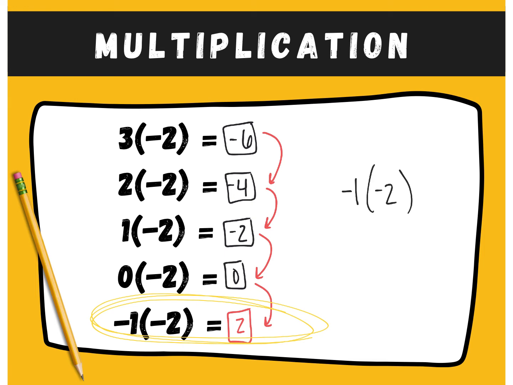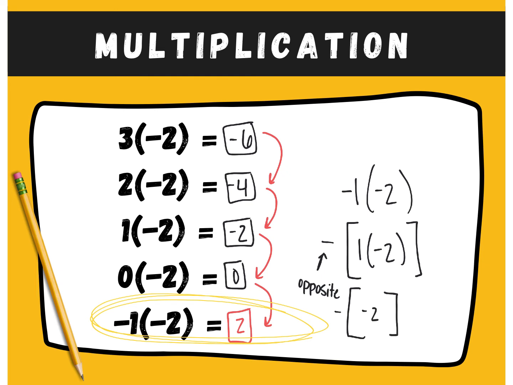Now one way to think about why that happens is to rewrite this problem with a negative out front and some brackets. Now, a negative can be thought of as the opposite. So I encourage you to think of a negative as an opposite. It's an opposite of a positive. It's an additive inverse of a positive. So if I think of that as an opposite, this problem might make a little more sense. 1 times -2 inside those brackets I know is -2, but that extra negative is telling me to find the opposite of -2, which of course is 2. What that tells me is a negative times a negative must be a positive.